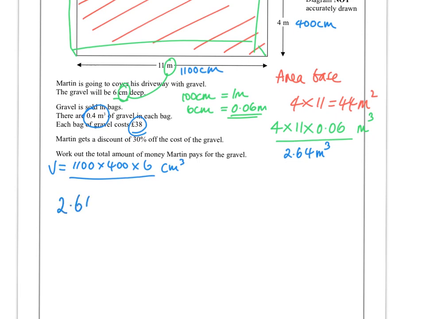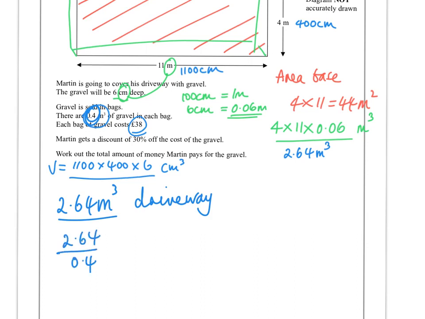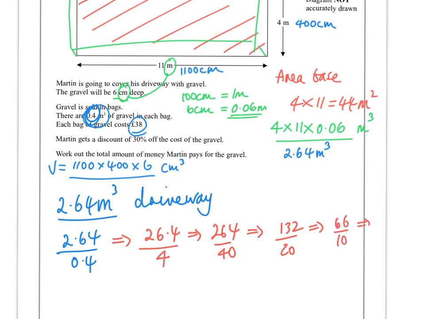If you've got 2.64 metre cubes for the driveway, you know that it's 0.4 metre cubes of gravel in each bag. So you've got to now divide 2.64 by 0.4, which I'm sure you can do on your calculator. I will just show you a way of doing it without. Times top and bottom by 10. And then times top and bottom by 10 again. Halve both sides. And halve both sides again. And then you end up with 6.6, which is what I hope you got before. So we know we've got 6.6 bags worth.